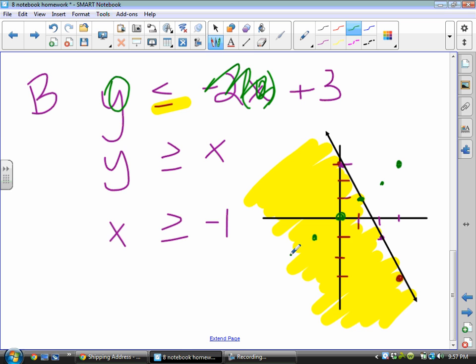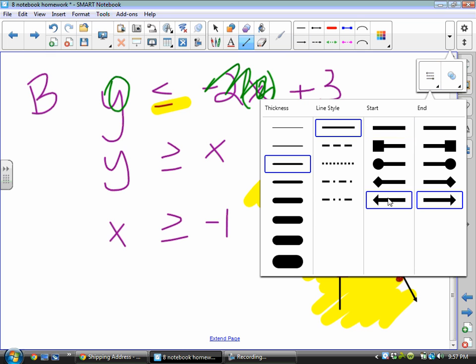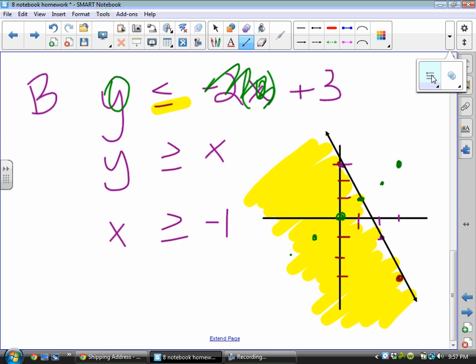Now, am I going to connect those with a solid or dashed line? Again, I'm going to connect them with a solid line because it is including. It has an equal sign under the inequality. So we have this line, pretty good, it's a solid line.